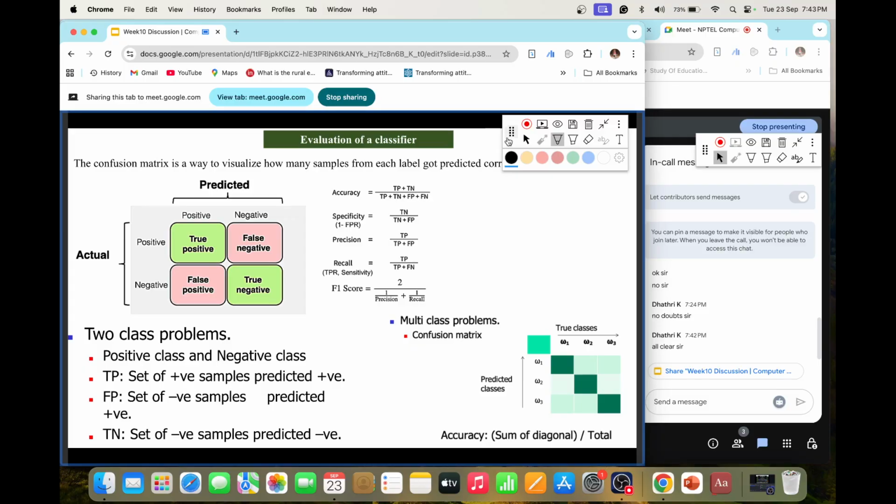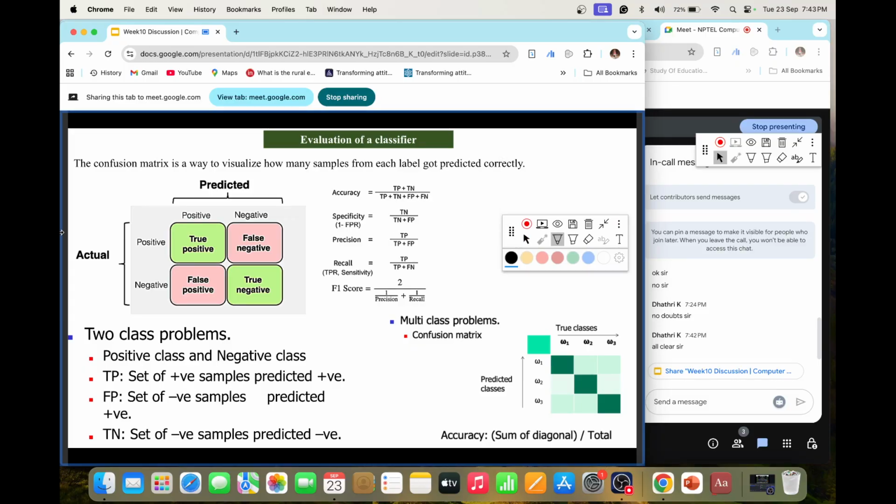Now evaluation of a classifier. To evaluate the classifier, we have the so-called confusion matrix. Confusion matrix means we have two things, one is actual and another one is predicted. Here we have two classes, positive and negative. If your actual case is positive and result is also positive, then true positive. If actual negative and predicted positive, false positive; actual positive and predicted negative, false negative; negative negative, true negative.